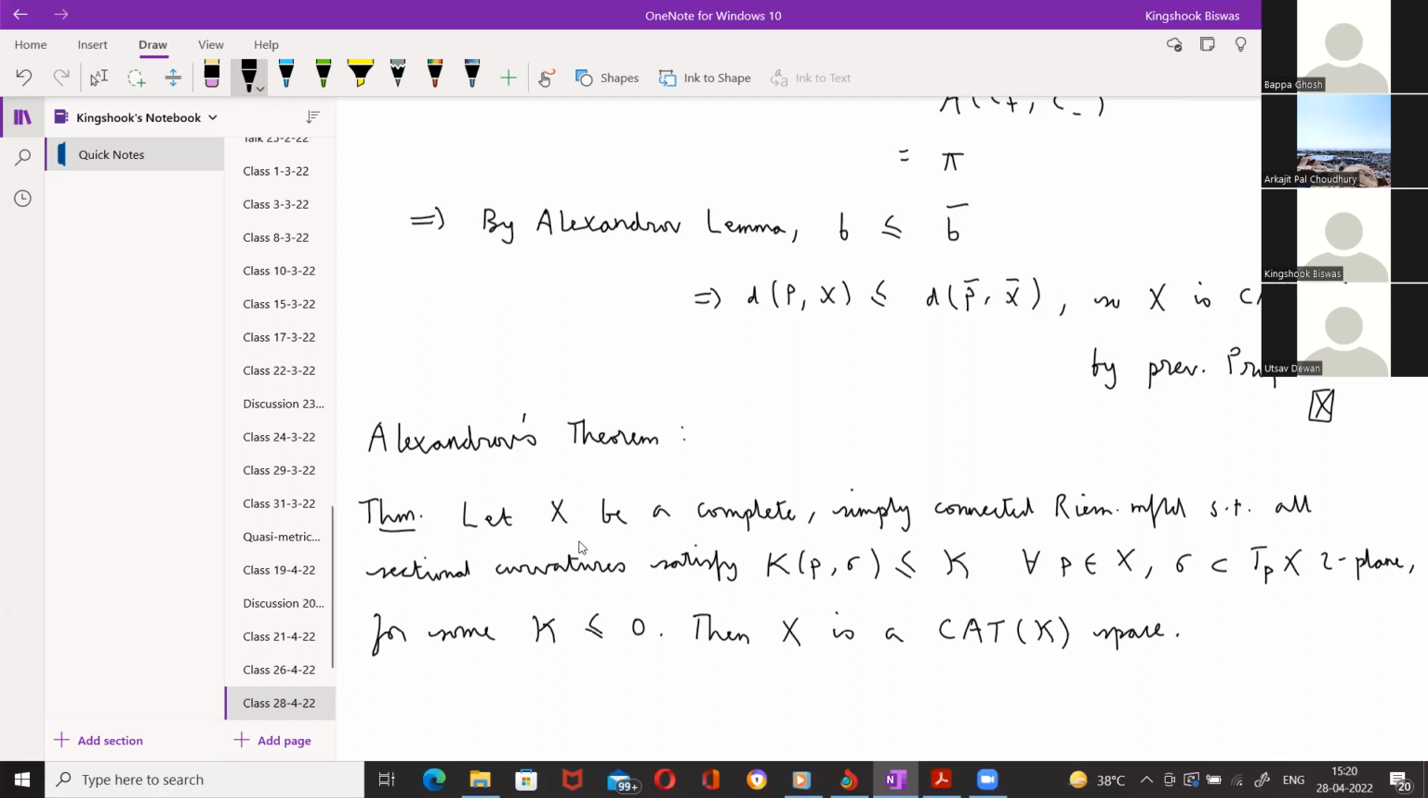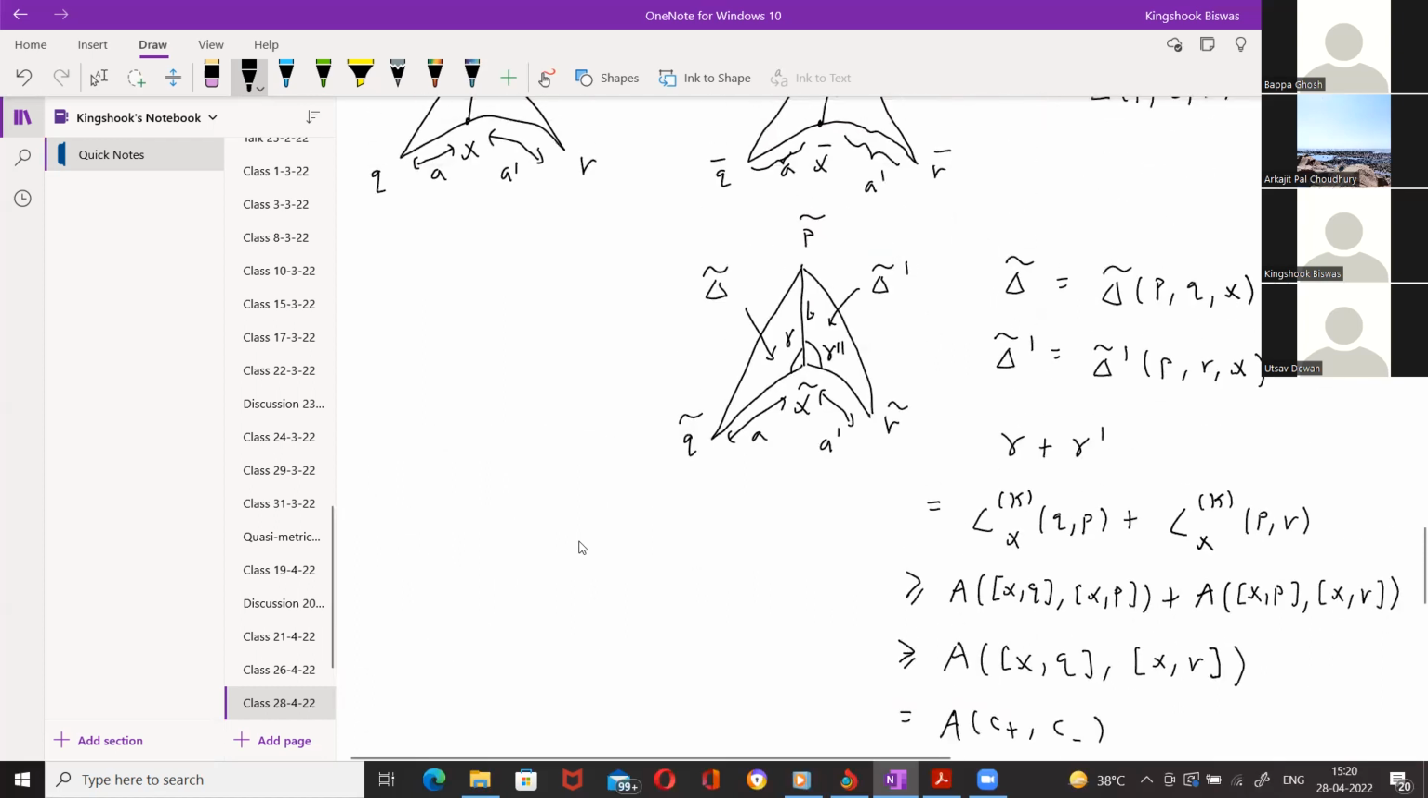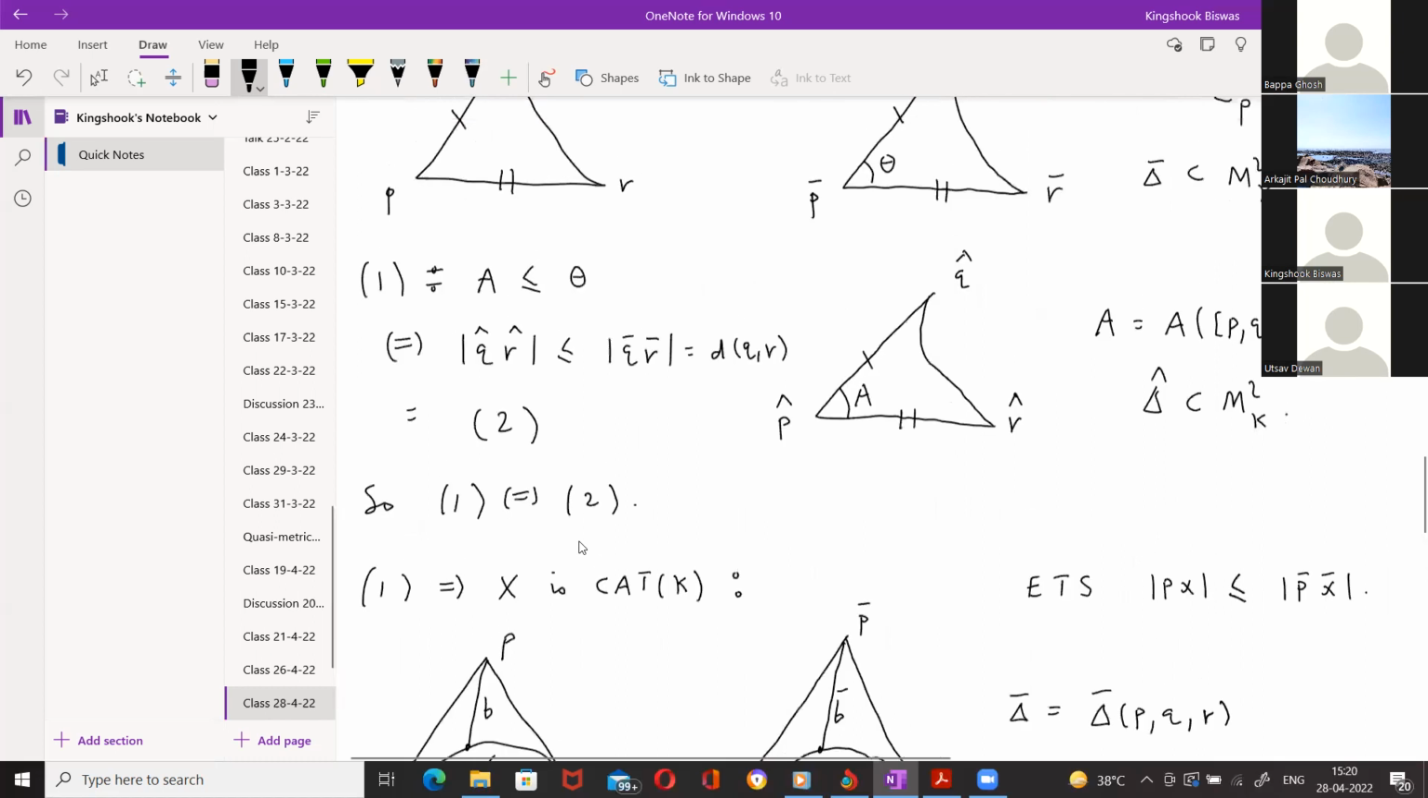So the idea will be to use the last proposition that if the angle function is less than or equal to the comparison angle, then the space is CAT(kappa). So for the angle function, we'll take the Riemannian angle. Okay, so what we want to show is that Riemannian angles are less than or equal to comparison angles. Okay, that's what we'll show. And the proof will use a sort of comparison theorem for Jacobi fields.